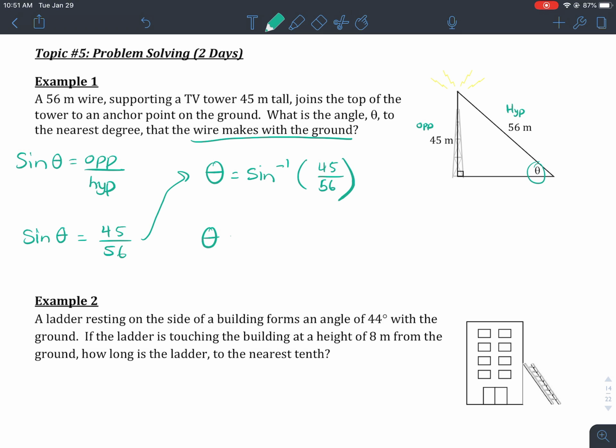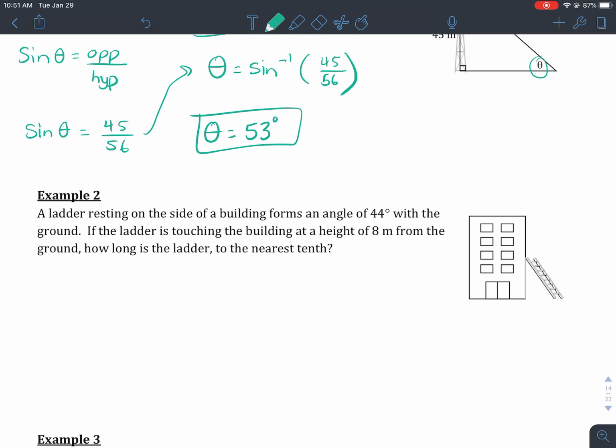Example 2, a ladder resting on the side of a building forms an angle of 44 degrees with the ground. If the ladder is touching the building at a height of 8 meters from the ground, how long is the ladder to the nearest tenth? Now, I'm asked for how long the ladder is. That's a side. Okay, I'm not asked for an angle. I'm literally asked for a length.